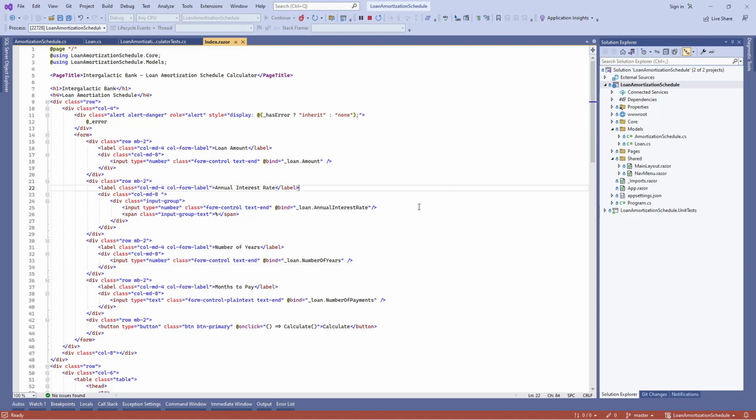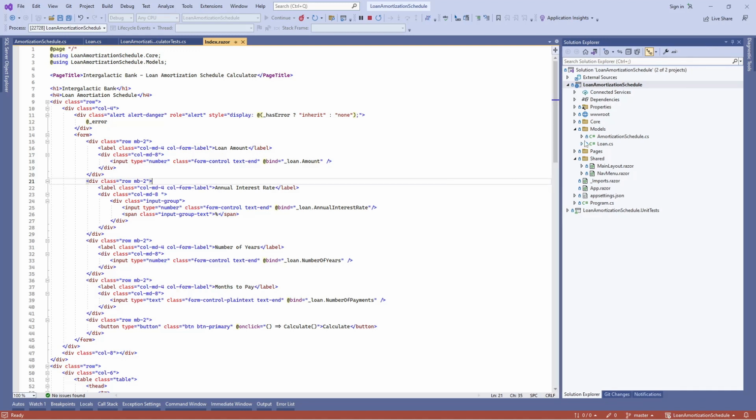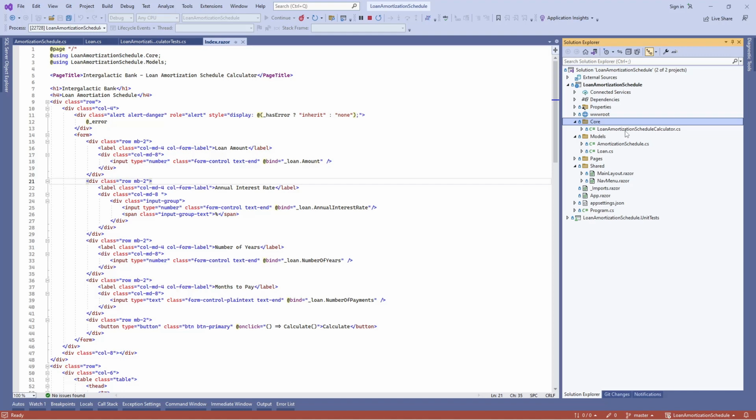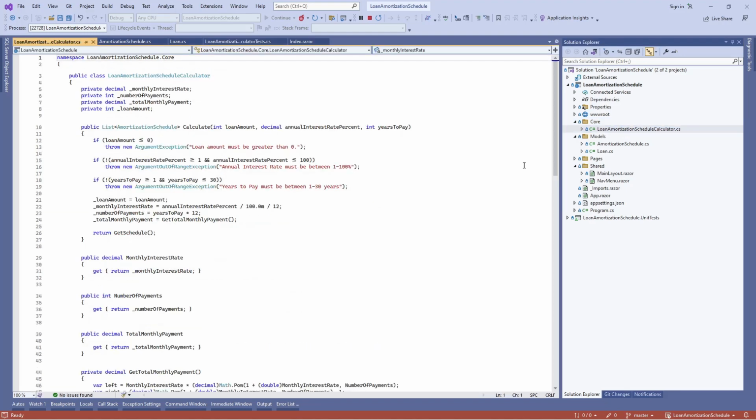First off, we started with a definition of a class that will contain the logic of our application. If you notice, in our solution explorer, I have added several folders here. Let's focus on this folder, Core, and then this loan amortization schedule calculator. It's quite a long class name, but it makes it easier for us to understand and read the purpose of the class itself.